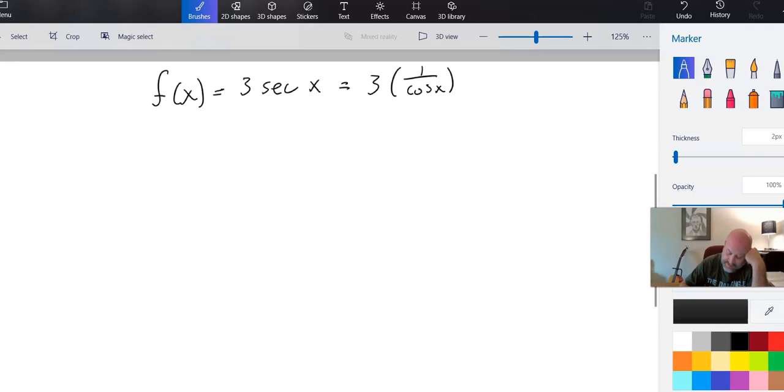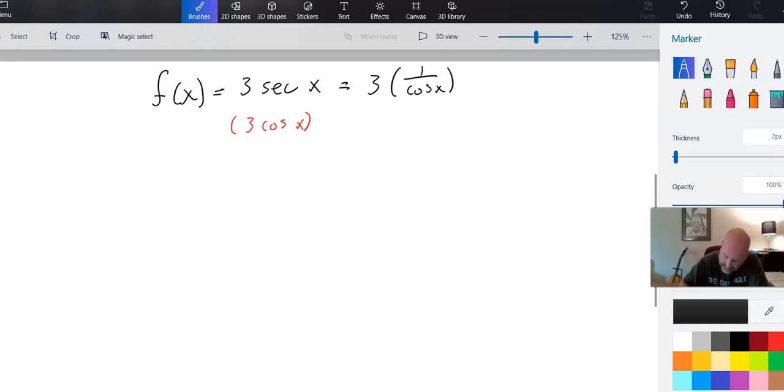Now, the way this plays out, the helper graph that we're going to use is 3 cosine x. We're going to start with that. It gets a little bit messed up because of the 1 over cosine, but once we have 3 cosine x graphed, we can graph secant x the same way we did before, off of the cosine. Zeros become asymptotes, and peaks and troughs become the peaks and troughs of secant.